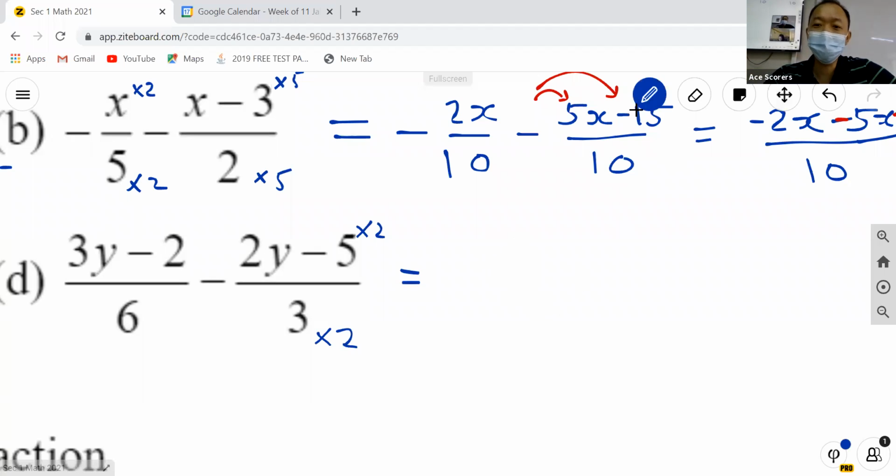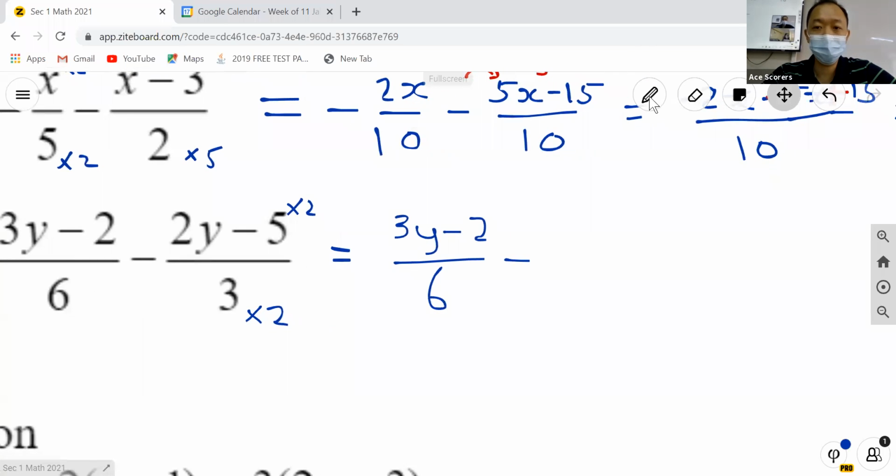Anyway, back to this. All right, so the next question, the denominator is a 6, yeah? So the right side you got the times 2 times 2. So we end up with the fraction on the left, there's nothing to do because it already has a denominator 6. So 3y minus 2 over 6, take away, this is a 2. So 2 times 2, we get 4y. And 2 times 5, we get negative 10 divided by 6. Okay, can?